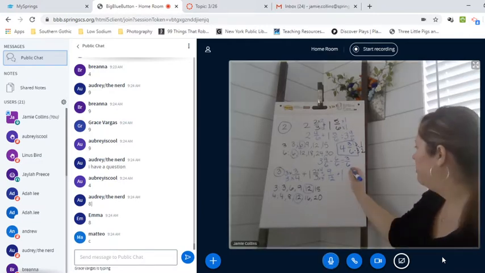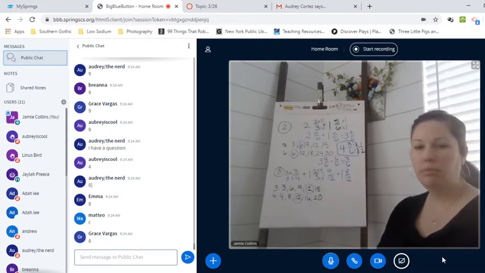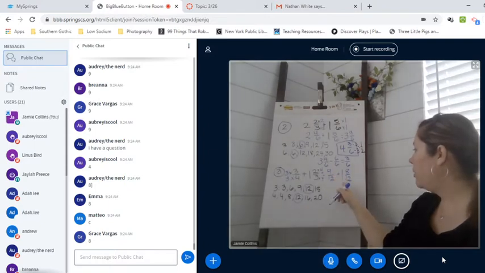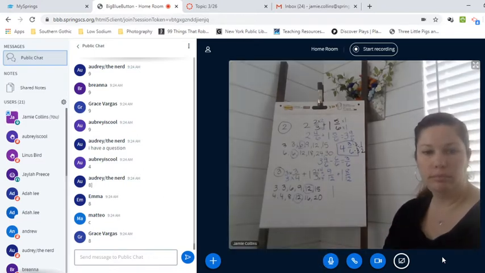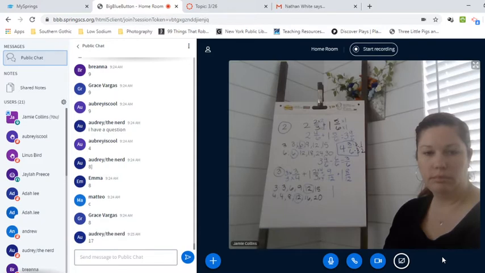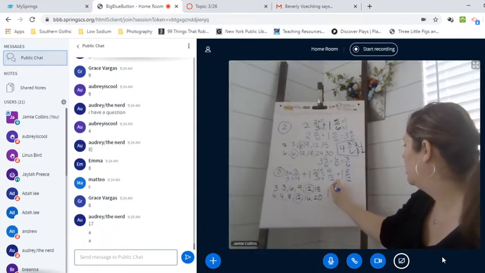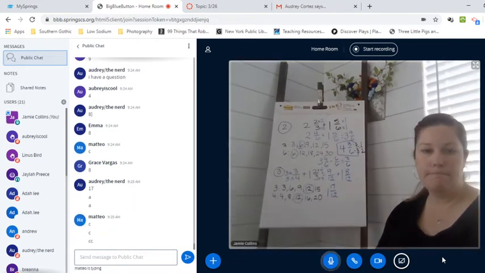Yeah, 8. So it's going to be 8 over 12. Okay, now we're going to add those together. So I have my 1 whole, so I'm going to put my 1 whole here. What is 9 plus 8? Yep, 17 over 12, because our denominator stays the same.